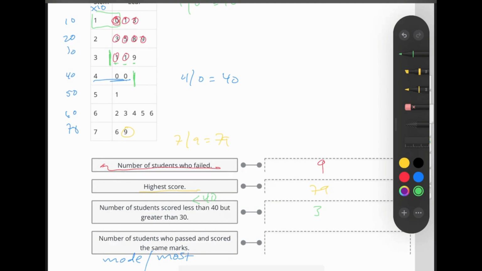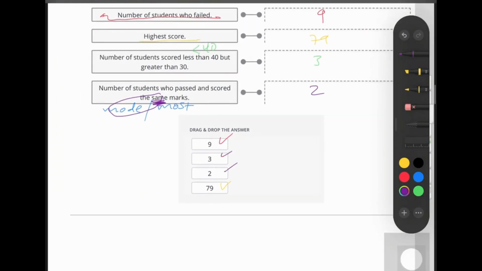And then the last one, number of students who passed and scored the same marks. This one, I meant to say, that is the most, or mode. So those two would be 40, because 40 is higher than 33, that's passing, and they're the same marks, so that would be 2. Okay, question number 4.